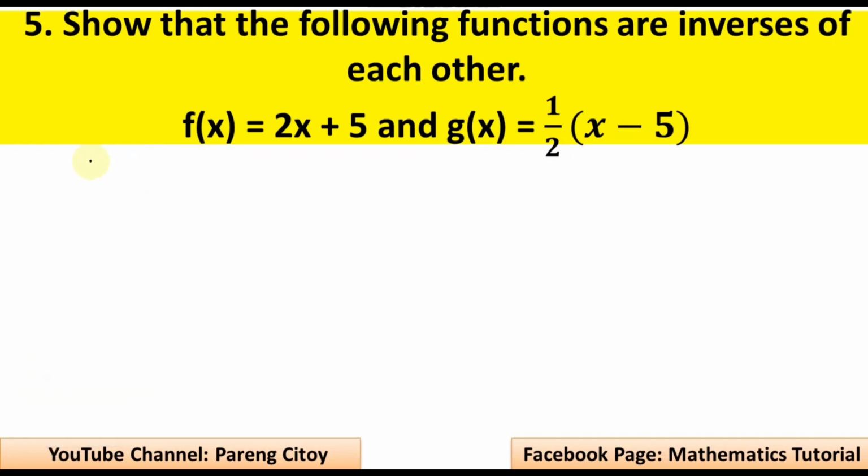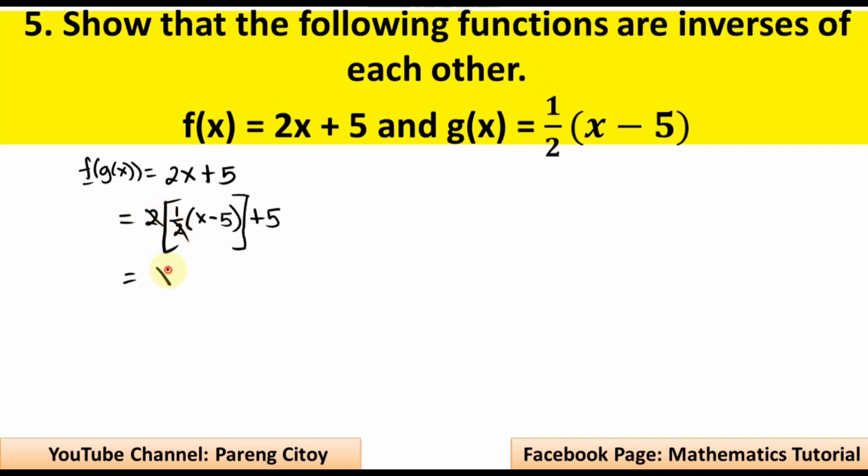Okay, so we have f of g of x equals, so ang value ng f of x natin is 2x plus 5. Then replace x with the value of g of x. Ito yung composition of function natin. Ang value ng x is ito, 1/2 times x minus 5 plus 5. So that is, then simplify. So ito ma-eliminate na ito. Ma-eliminate. So remaining value is x minus 5 plus 5. Then equals x minus 5 plus 5. So the result is x. Ito ma-eliminate ito or 0.